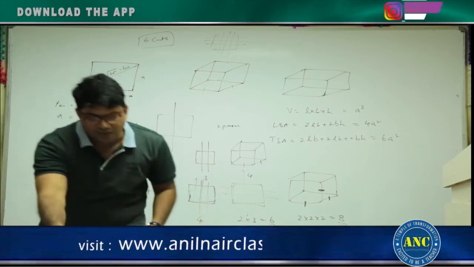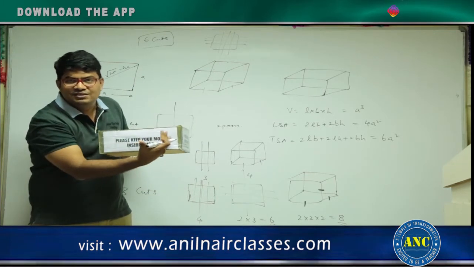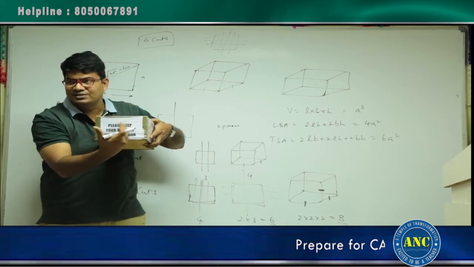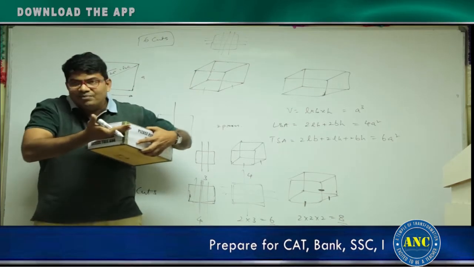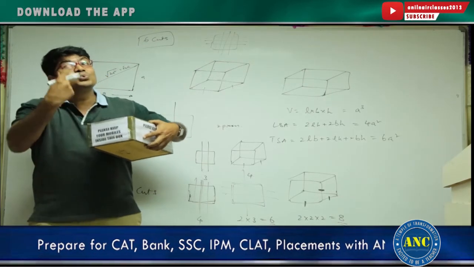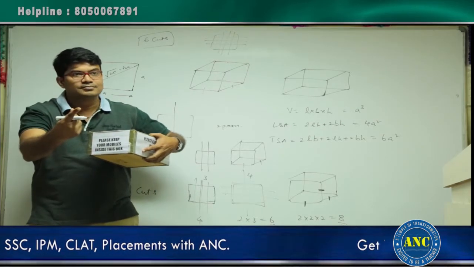Yes. 8 has come because if I cut like this, I'm dividing this side into 2 pieces. I'm cutting like that, I'm dividing this side into 2 pieces. I'm cutting like that, I'm dividing the height into 2 pieces. So it's 2 into 2 into 2, length into breadth into height.